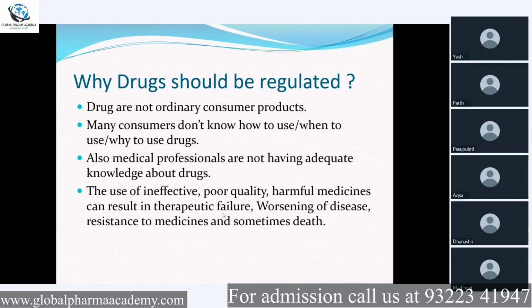So how to use? It is to be chewed or it is to be swallowed. When to use: it is to be taken before meal or after meal. Then why to use means in which disease condition you should use that medicine. All these questions are answered through the information given on the carton and on the leaflet. And this leaflet and carton development is part of drug regulation. The next is that medical professionals also do not have adequate knowledge about drugs.